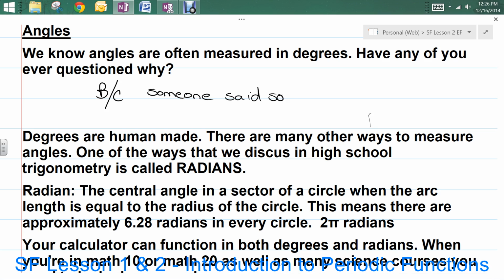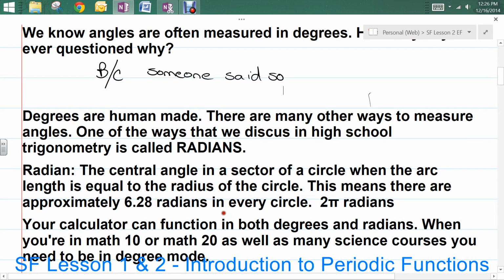There are methods of measuring angles that are more natural. Okay? It says here, degrees are human-made. There are other ways to measure angles. One of the ways we discuss in high school trig is called radians. And that's what I want to talk about with you here. A radian is the central angle of a circle when the arc length is equal to the radius of the circle. Now I'm going to draw that, okay, and I'll explain that because it sounds really wordy. It sounds really confusing. But a radian is more natural.